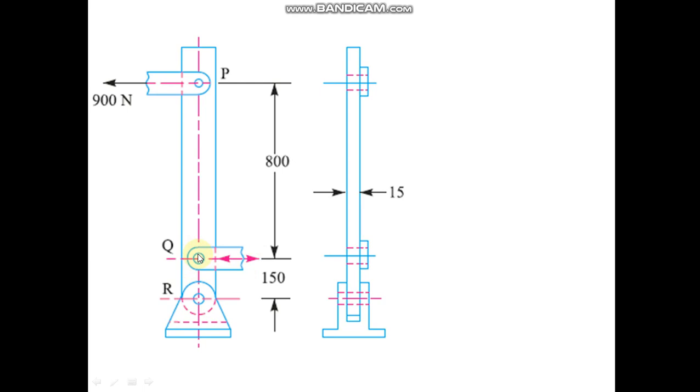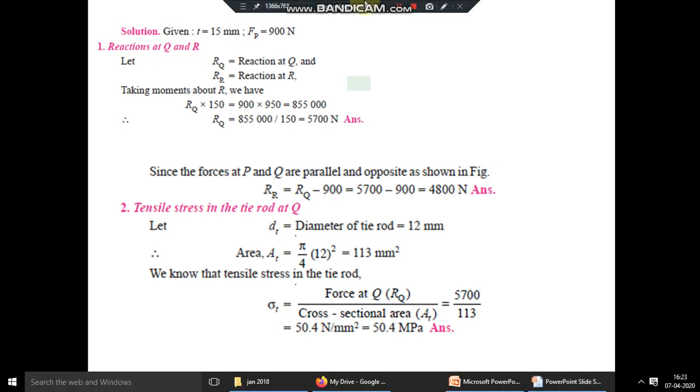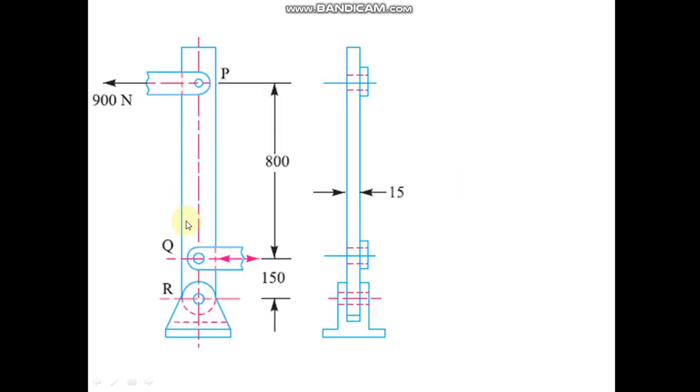So first of all, you have to find the reactions at Q and R because the force at P is given 900. So given is thickness of the lever 15 mm and force 900 Newton acting at point P. So first of all, find the reactions at Q and R. Let RQ is the reaction at Q, RR is the reaction at R. Taking moments about R we have, so we will take the moments about R.